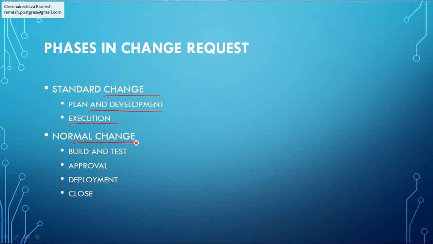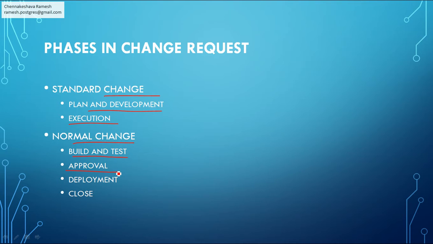What do normal changes have? You have build and test. So I have created the normal change. I have put in all the relevant information required, the implementation plan, the approvers, everything, all the details I have put in the change. Then it goes to the approval phase. That is, whoever has been listed as approvers, they have to approve this change.